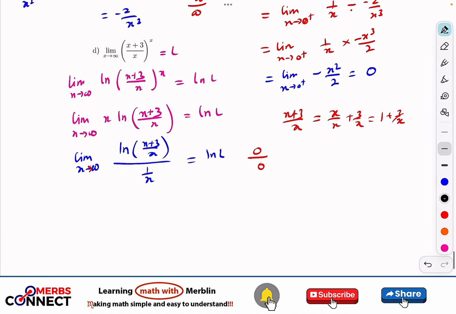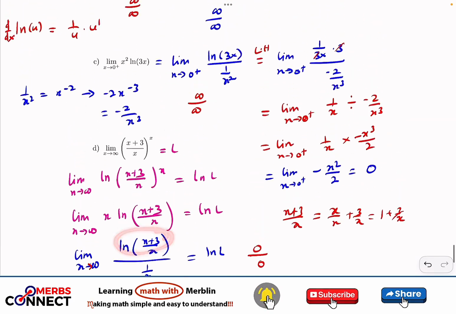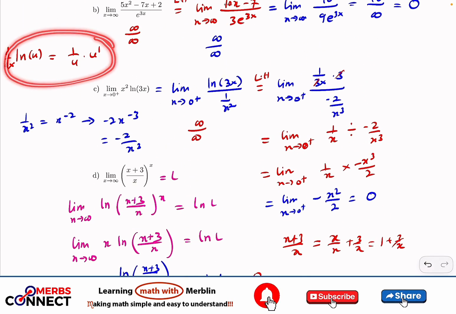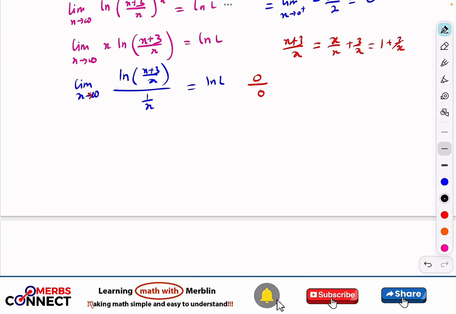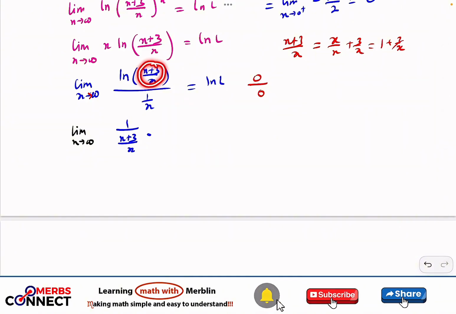Now L'Hopital's rule, I need to differentiate what is here. So the same thing as we did for the natural log, this is going to be limit x is approaching infinity. Now here we need to use the quotient rule to differentiate this. So this is going to be 1 divided by x plus 3 divided by x times, then we differentiate this, right?